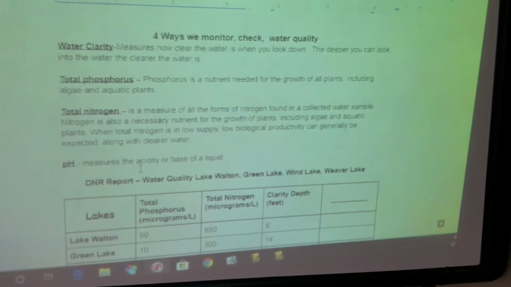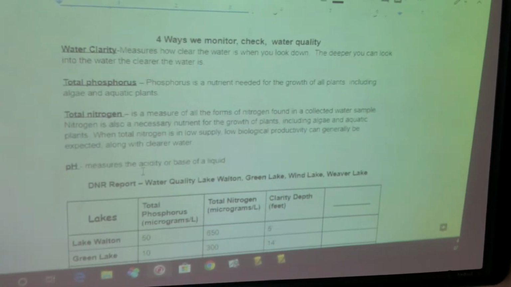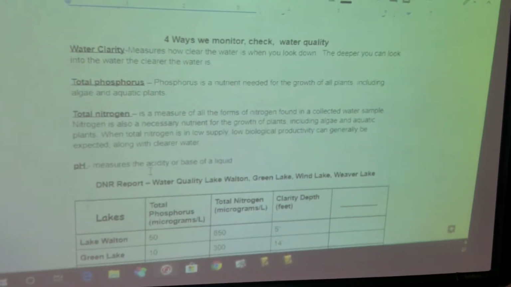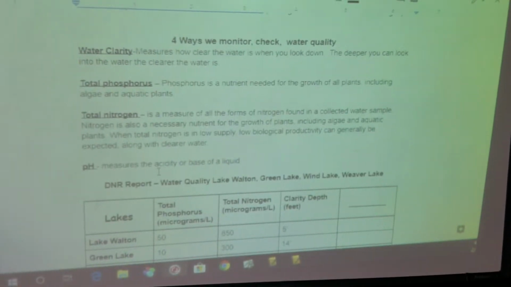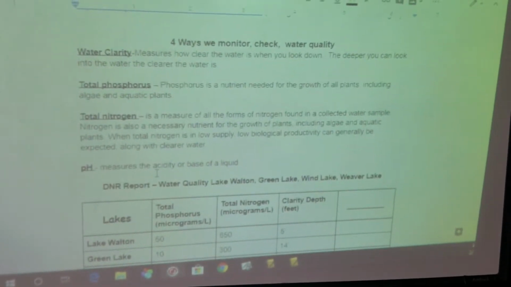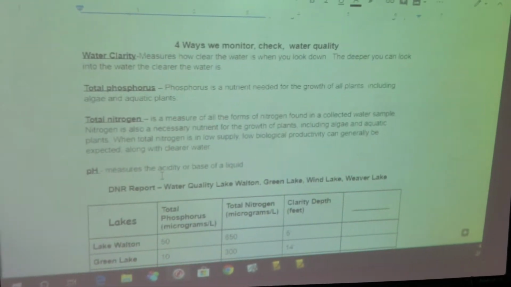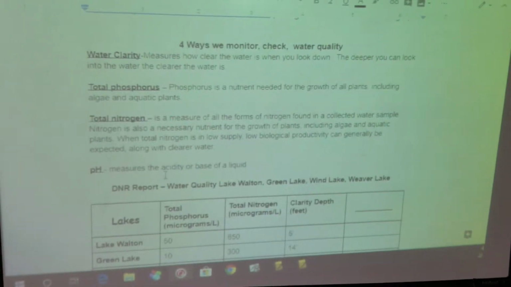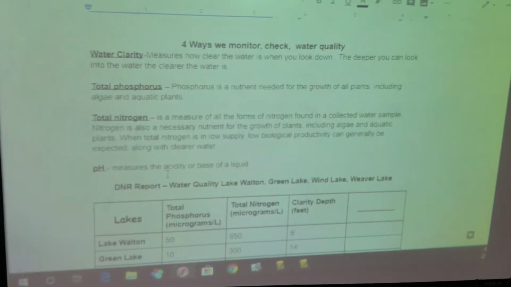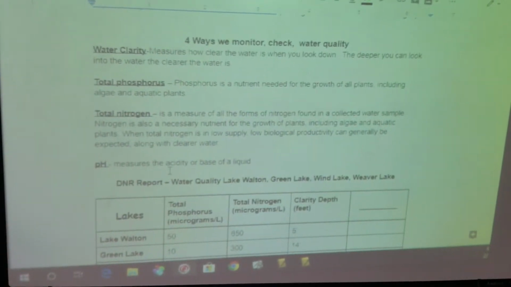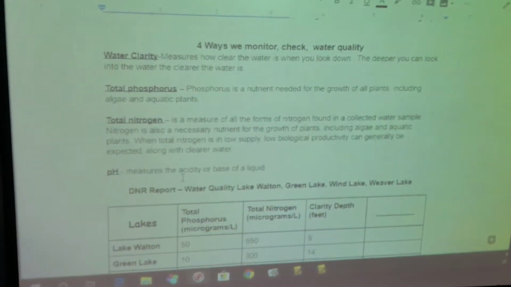And then pH measures the acidity or base of a liquid. Remember, pH goes from 1 on the low end, highly acidic. So a 1, a low number, is acidic. 7 is neutral. That's what we look for in our tap water. And 14 is the highest number on the scale. So 1 to 14. 1 is totally acidic, moving up through the acidity levels. 7 is neutral, and then on up to 14, moving through the basic levels. And 14 is the most basic. So that is what's going on there.